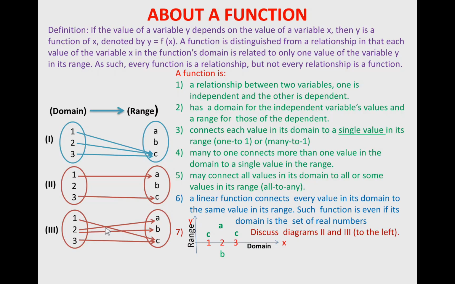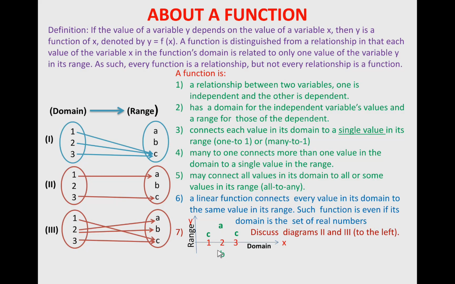If we want to plot this function, we know that the domain contains 1, 2, and 3. So 1, 2, and 3 are values of the independent variable x, and the values of y that correspond to x equal 1 is c, and to x equal 3 is c. So we can see that when x is equal to 1, the value is c. When x is equal to 3, the value is c. But when x is equal to 2, the value of f of x is a or b.